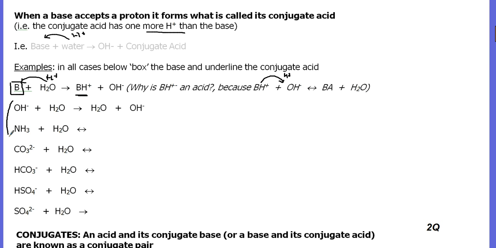So here are some more examples for you to practice with, to see if you understand the whole idea of conjugate acids and conjugate bases. Last but not least, conjugates. An acid and its conjugate base, or a base and its conjugate acid, together are known as a conjugate pair. There are two big ideas on this page: what is meant by a conjugate acid, and what is a conjugate pair.